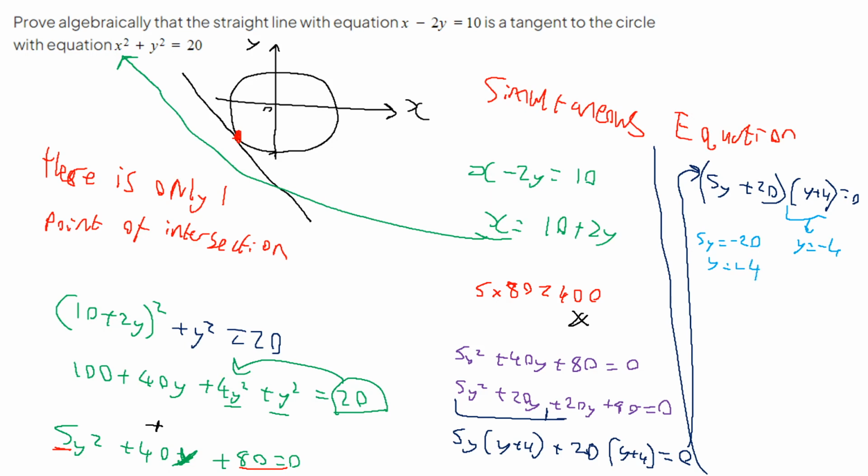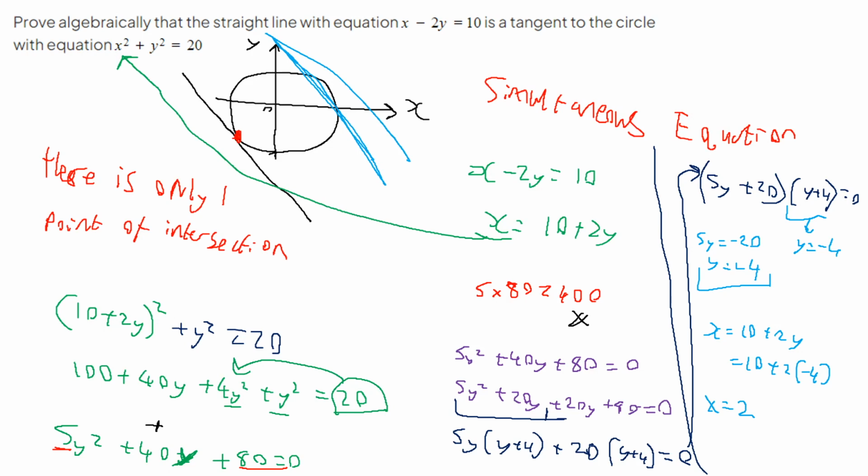Aha! You see? Because we only have one y value, we're also going to have one x value. If x is equal to 10 plus 2y, which is the same as 10 plus 2 times minus 4, x is equal to 2. So this is the point we actually wanted. No worries, it just means that this is the tangent we're after, not the other one.